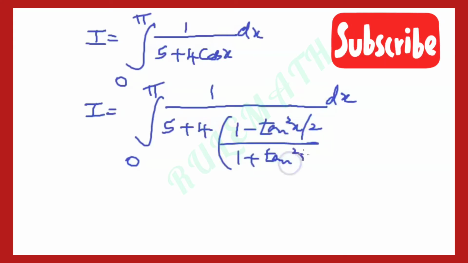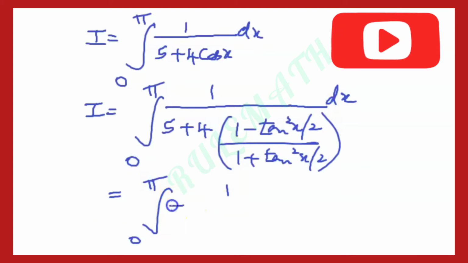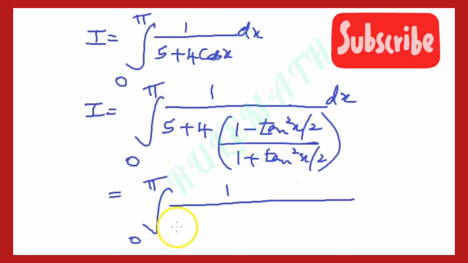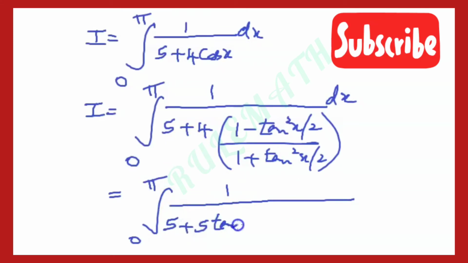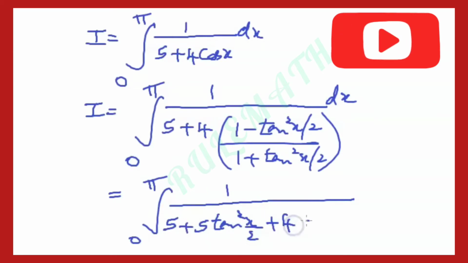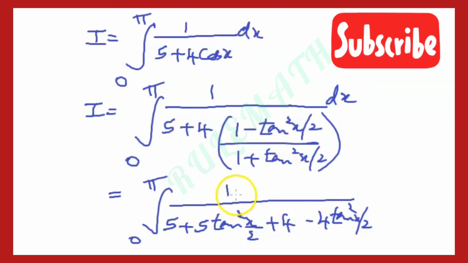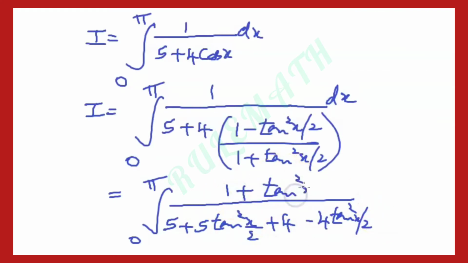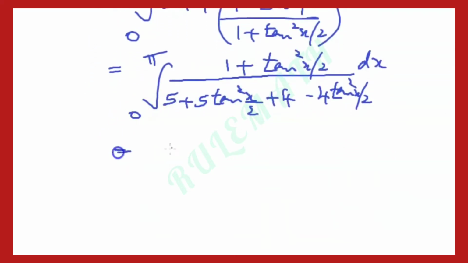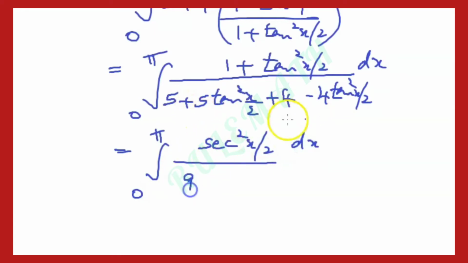Okay, so the next step will be to take common denominator, which is 1 plus tan square x by 2 here. So multiply that with 5, we get 5 plus 5 tan square x by 2, and then open the bracket, it will be 4 minus 4 tan square x by 2. So the denominator 1 plus tan square x by 2 can be taken to the numerator. There we have 1, so you can write this directly, 1 plus tan square x by 2 dx. Okay, now simplify the denominator, and the numerator can be written as secant square x by 2 using the second identity of trigonometry, which is 1 plus tan square x is secant square x. So now the denominator gives 9 plus tan square x by 2.